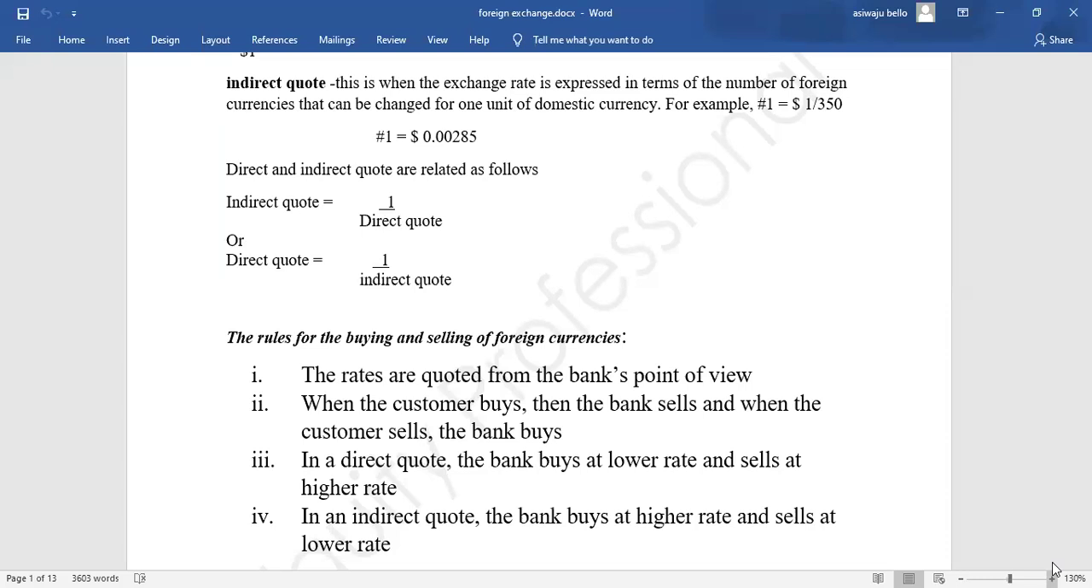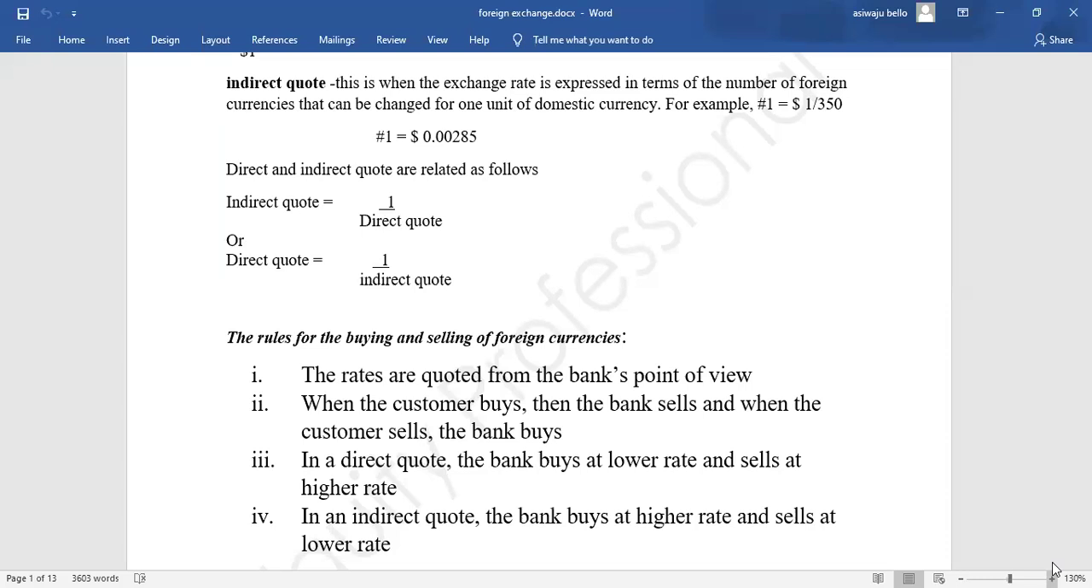Number 2, when the customer buys, then the bank will sell. And when the customer sells, the bank will buy. Let us explain that. When the customer is willing to buy foreign currency, that means the bank will sell. And when the customer is willing to sell, then the bank will buy.